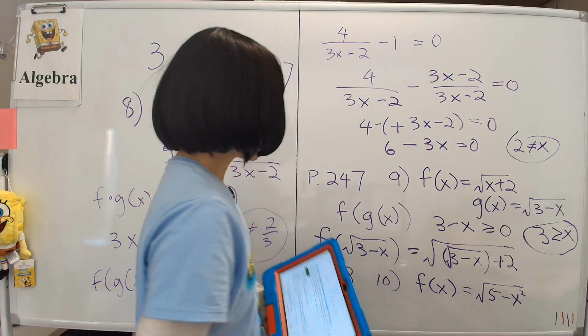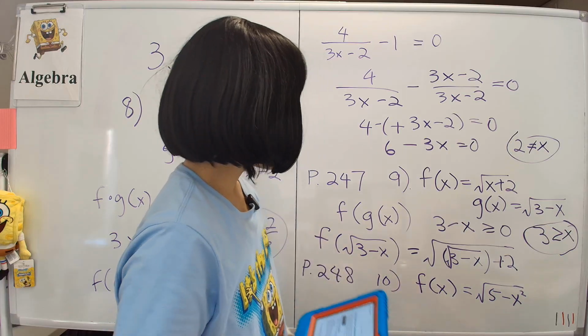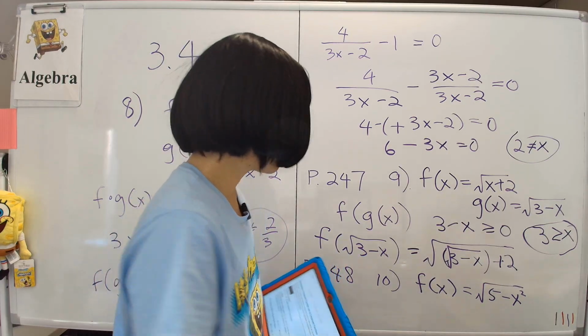So next, let's look at example 10 on page 248, where we have f(x) equal to that thing, and all we are supposed to do is to break this thing up into 2 fractions.